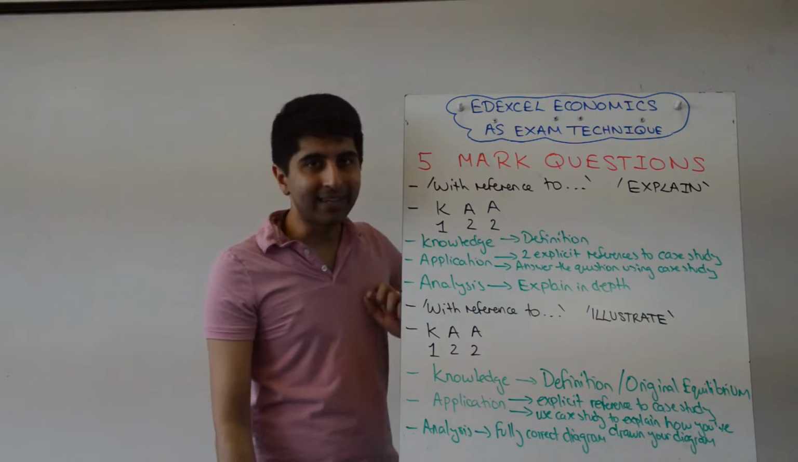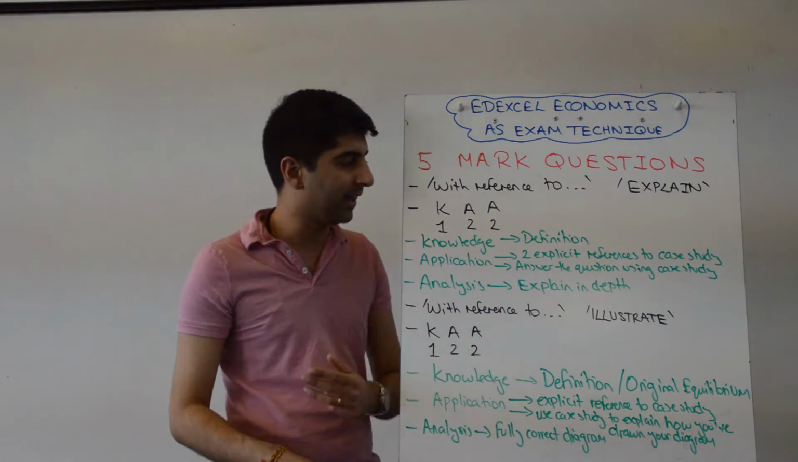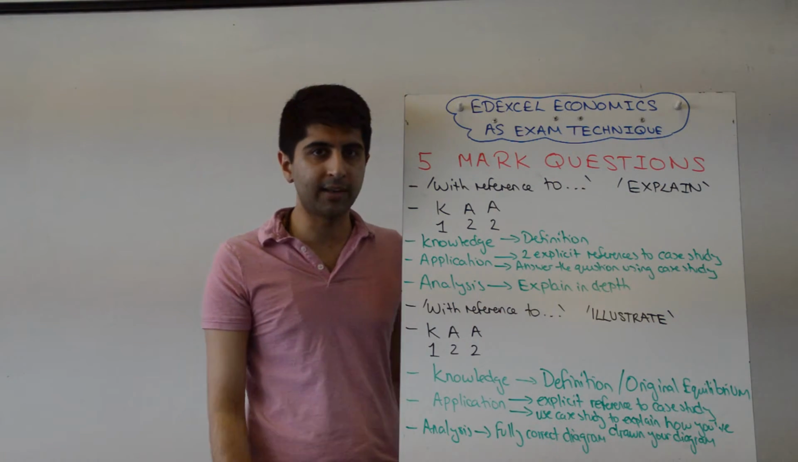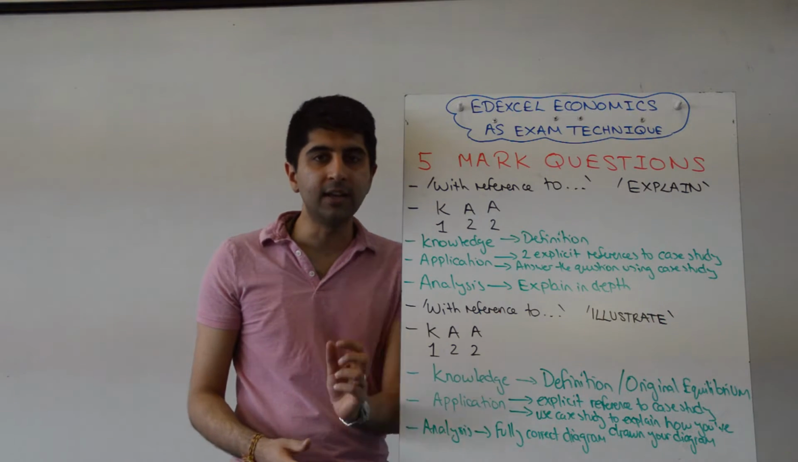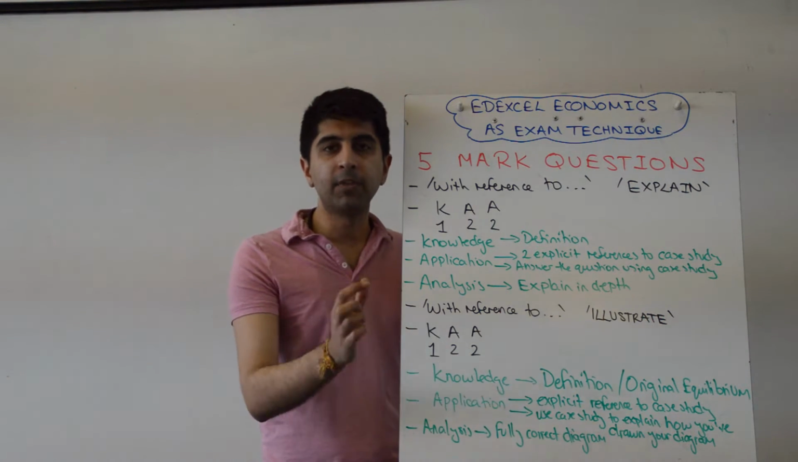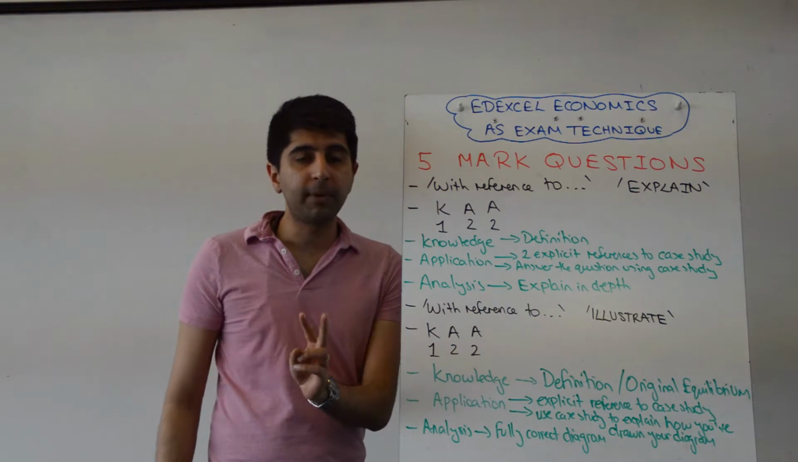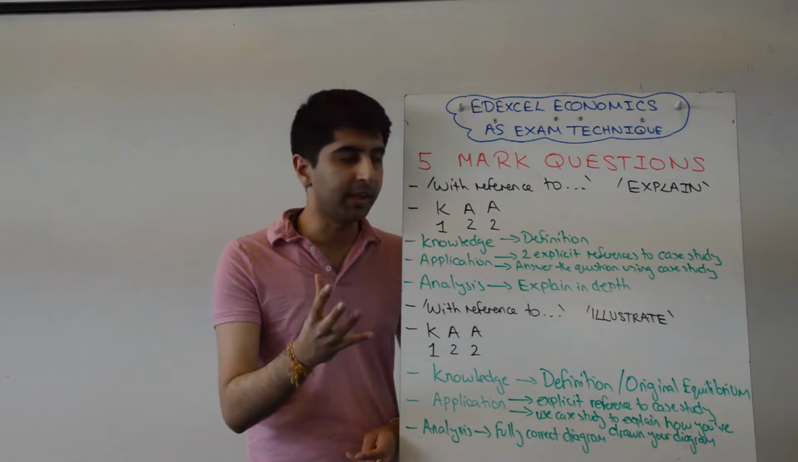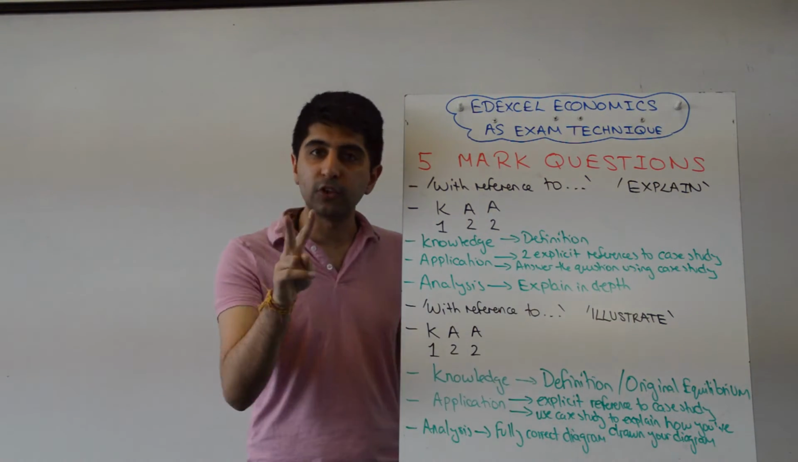Well, it's a KAA question, knowledge, application and analysis here. 1 mark for knowledge, 2 marks for application, 2 marks for analysis. Let's break that down. How do you get your marks? Well, you need to define whatever key term is there to get 1 mark for knowledge, so definition there. To get your 2 marks for application, in answering the question you need to explicitly quote from the case study. So 2 explicit references, 2 of them, will get 2 marks.